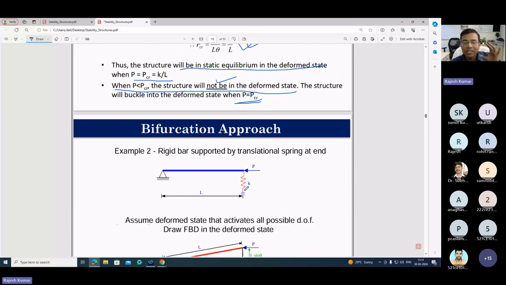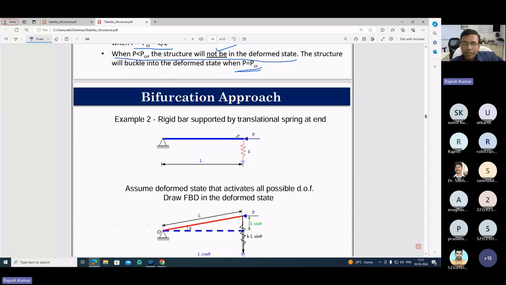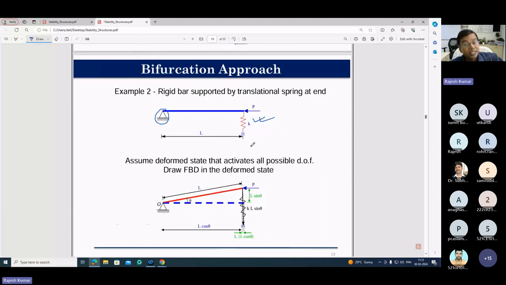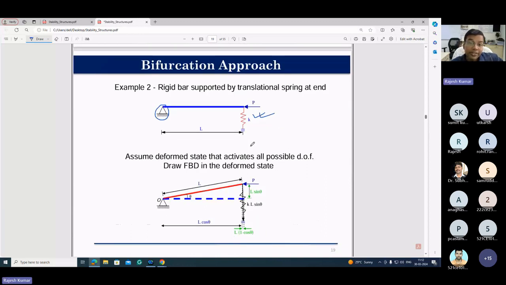The second example I have taken. Let us see this. Same rigid bar, left end is the hinge, right end is supported by a translational spring. Previously it was a rotational spring at the left end. Here I have considered a translational spring at the right end. Now please solve this problem again by the bifurcation approach.